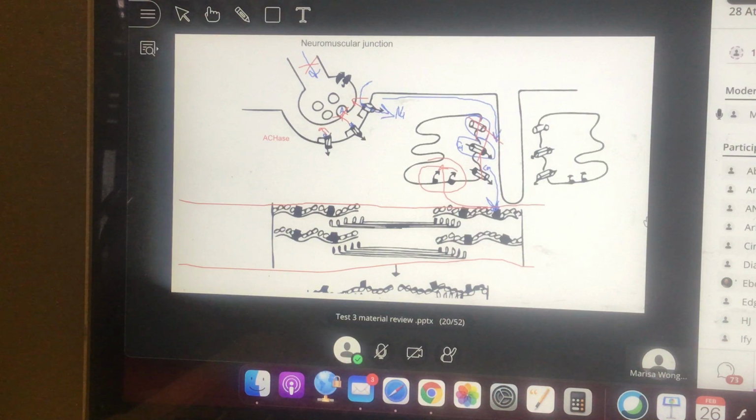A couple of you guys mentioned back that diffusion does not require ATP. That's correct. Any kind of diffusion, passive, like simple diffusion, facilitated diffusion, osmosis, those are all forms of passive transport. They do not require ATP.